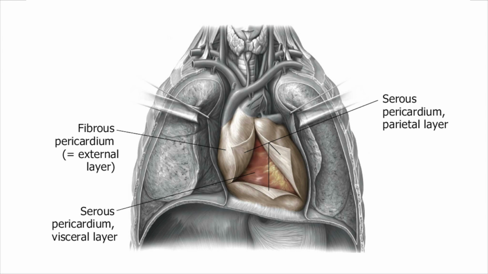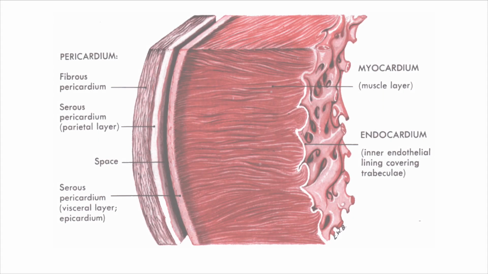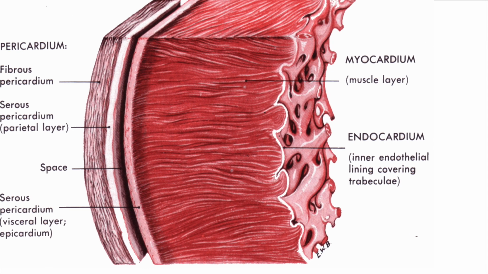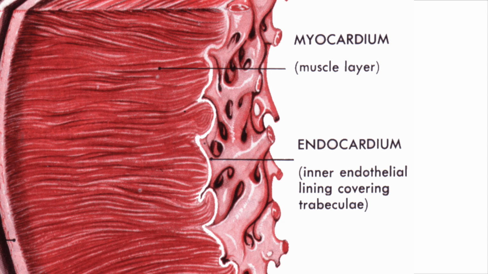The space between the parietal pericardium and the visceral pericardium is the pericardial cavity. It's the space into which the heart beats, expanding and contracting. Diving deeper, the muscular layer of the heart is the myocardium. Finally, the innermost lining of the heart is the endocardium.